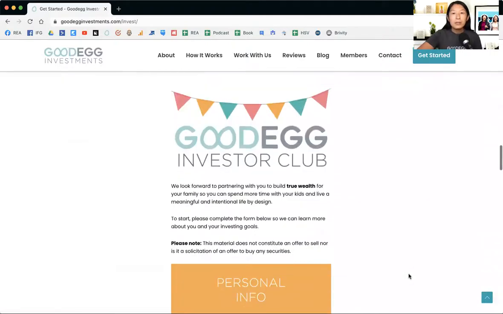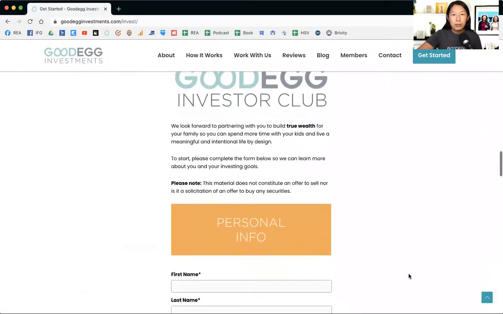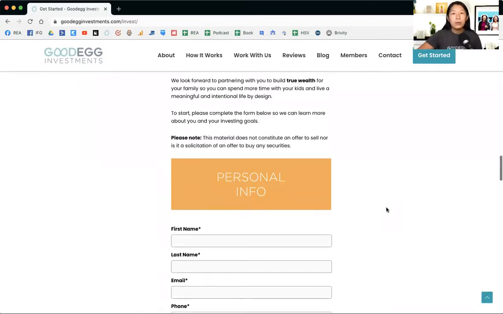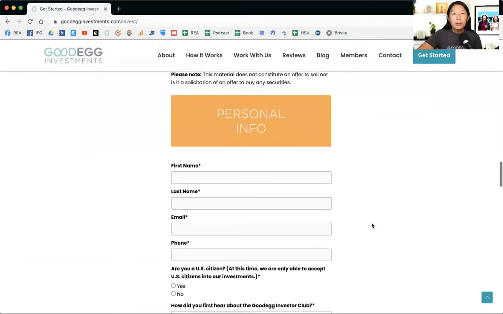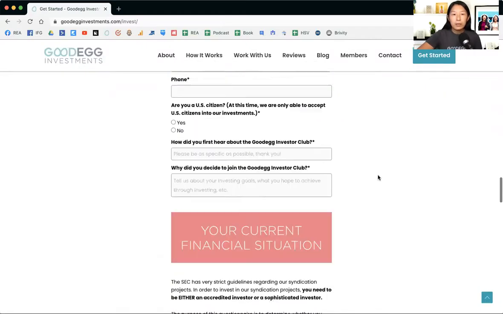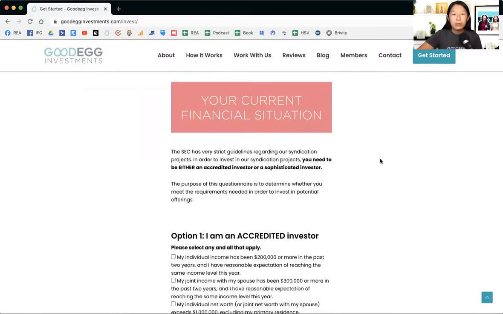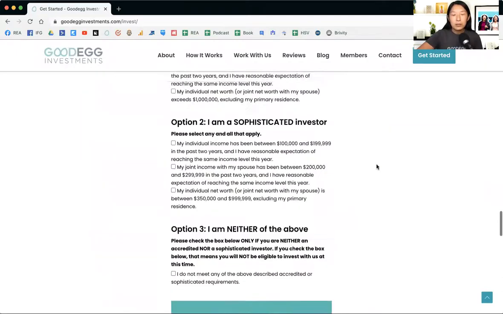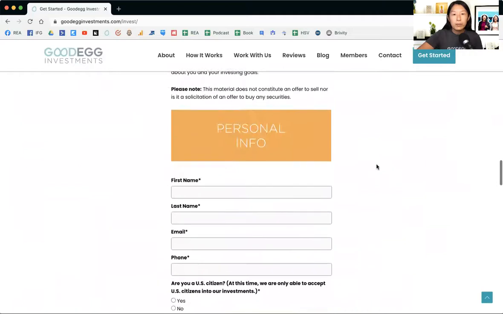And so now here is our Investor Club sign up form. So in case you're wondering, this is built in Active Campaign, although you can build it in whatever tool that you are using. And so it's divided into three main sections. So we have the personal info section, the financial situation section, and then the investment experience section. So I'm going to walk briefly through each of these.